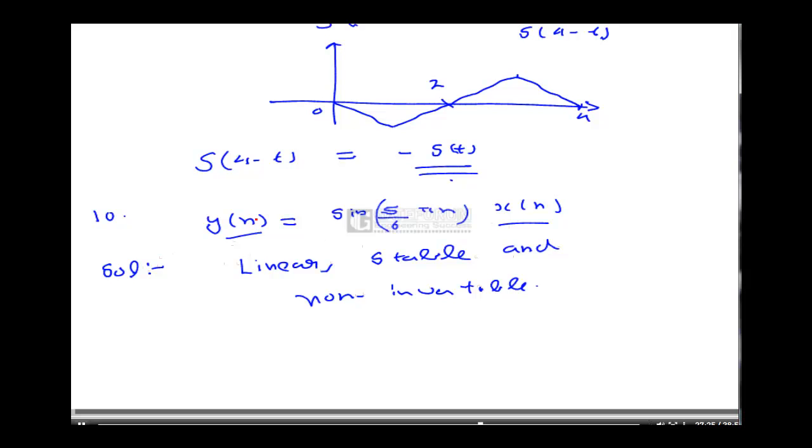Okay. System is time variant. Okay. This is linear time variant. It is not a time invariant system because x[n] and y[n] are related by a function of time, and that is sine 5 by 6 pi n. Okay. So this was one more, and this was a 2 marks problem asked in the GATE 2006 paper.